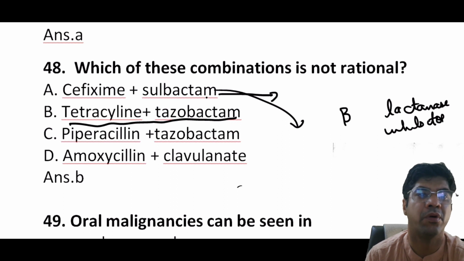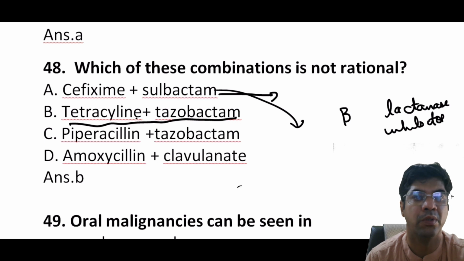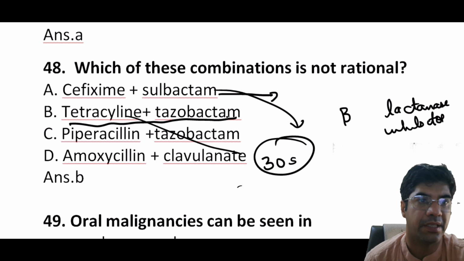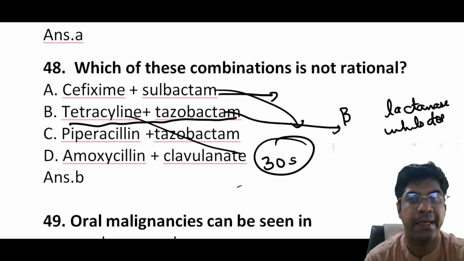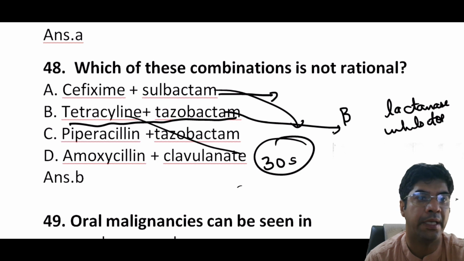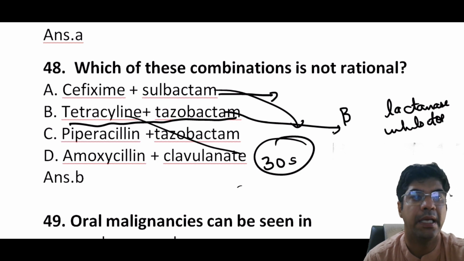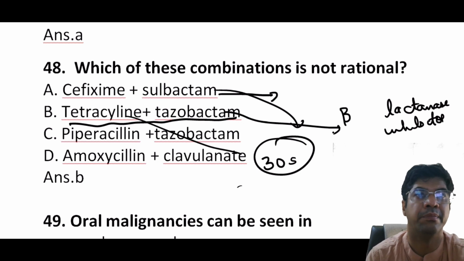Tetracycline, we know it's a broad spectrum antibiotic that inhibits protein synthesis by binding to the 30S ribosomal subunit. Tazobactam, we know it's a beta lactamase inhibitor that protects beta lactam antibiotics from enzymatic degradation. As tetracycline is not a beta lactam antibiotic and it is not susceptible to beta lactamase, combining it with tazobactam is not rational. So your answer is B.